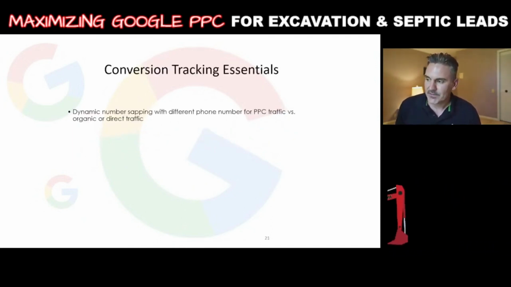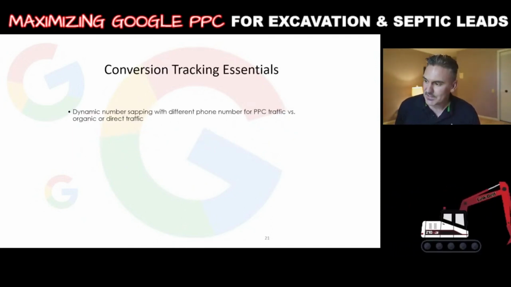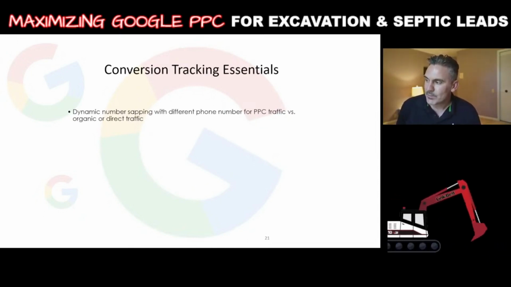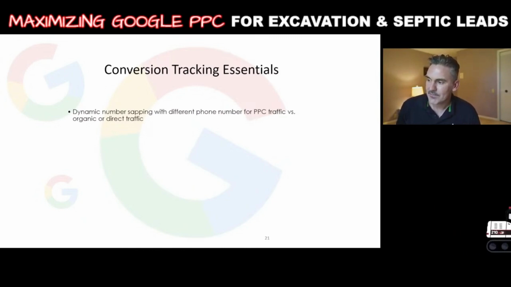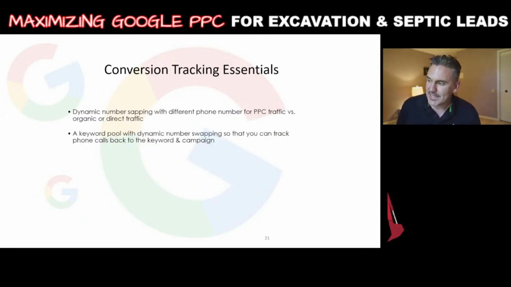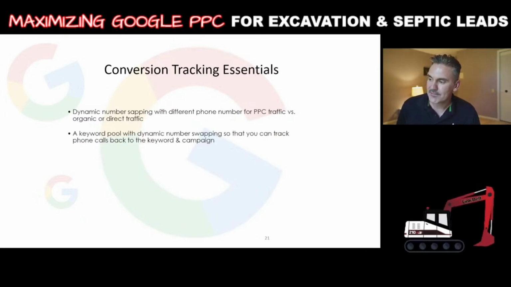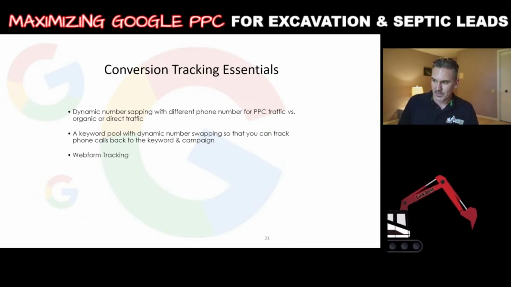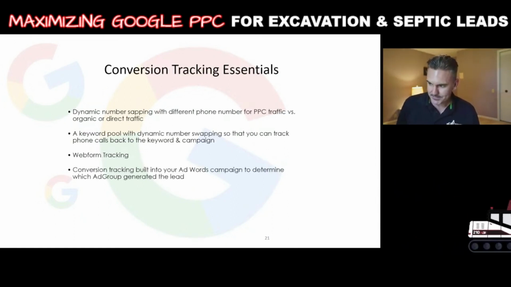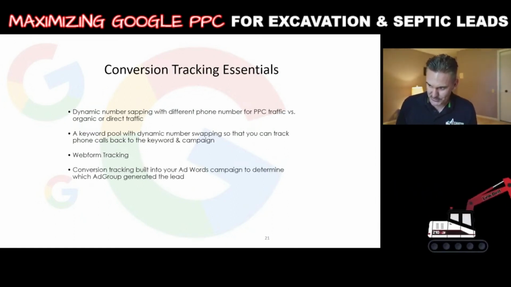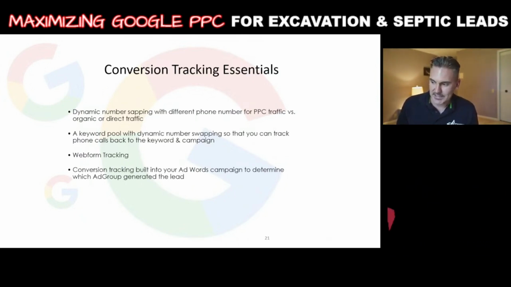Here's some essentials of conversion tracking for excavation and septic companies. Dynamic number swapping, with different phone numbers for pay-per-click traffic versus organic or direct traffic. You can use a keyword pool with dynamic number swapping so that you can track phone calls based on the keyword and campaign. You can use web form tracking and conversion tracking built into your AdWords campaign to determine which ad group generated the lead.